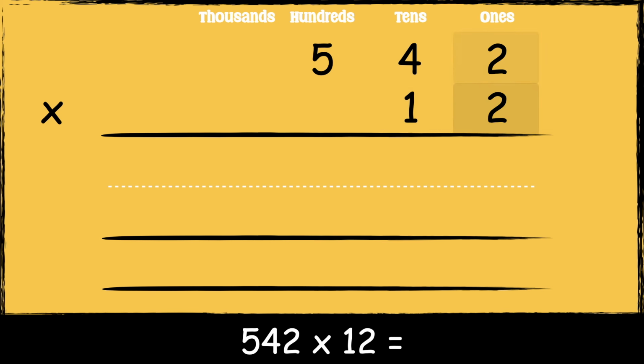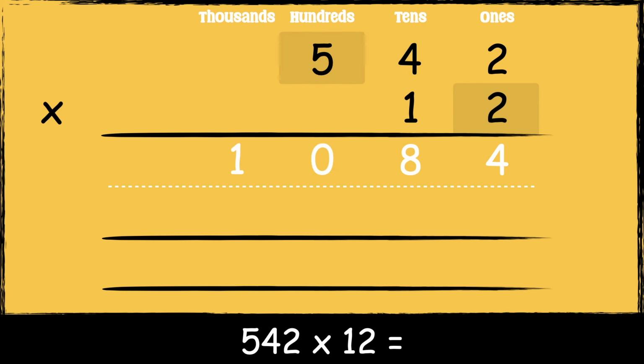First, we're going to multiply 2 by 2. 2 times 2 is 4. Now we can multiply 2 by 4 tens. 2 times 4 is 8. Now we can multiply 2 by 5 hundreds. 2 times 5 is 10.